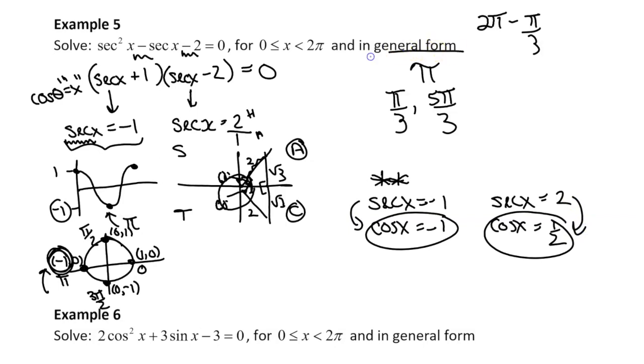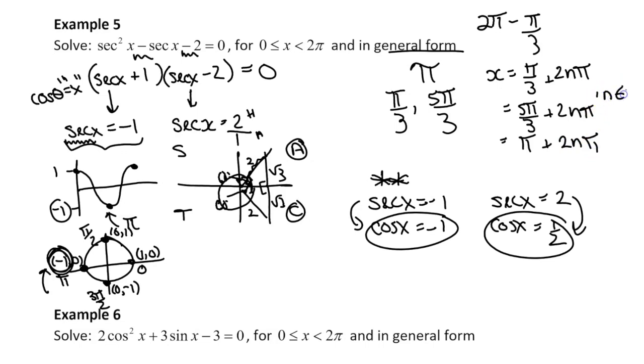Finally, we have to answer what our general form is, and we have pi over 3 and 5 pi over 3. So based off of that, we would say x equals pi over 3 plus 2n pi, 5 pi over 3 plus 2n pi, and pi plus 2n pi. And that's our general solution for something like that.